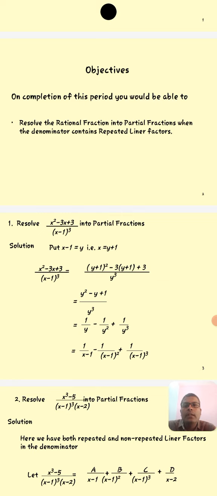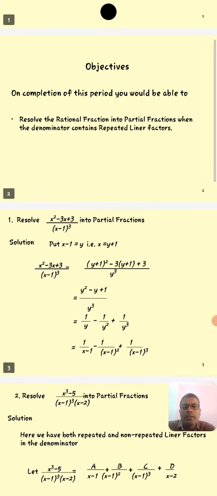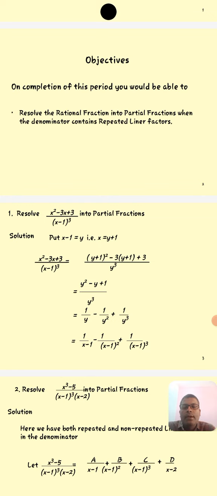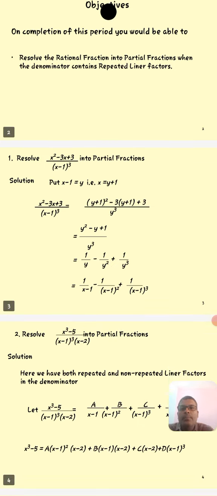We know that resolving into partial fractions is only possible for proper fractions. Suppose an improper fraction comes, we have to convert it into a proper fraction, and after that resolve it into partial fractions. Okay, now we see the first problem.